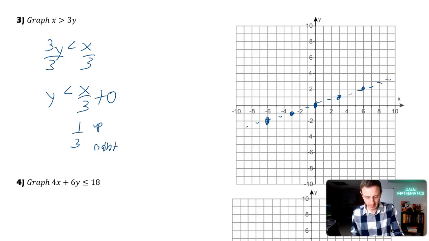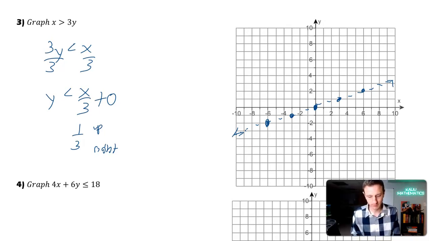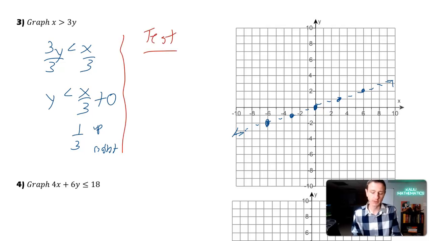And then we're using a dotted line because it is strictly less than. So we have to use a dotted line. Next, we have to grab a test point. But here, since 0, 0 is on the line, I can't use 0, 0. I have to use something else. There is no right or wrong, just grab something that's not on the line. I'm going to go with 0, 1. It's not on the line, so that's okay. So I'm going to test 0, 1.